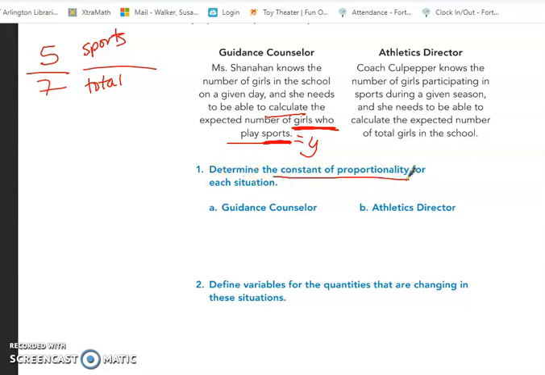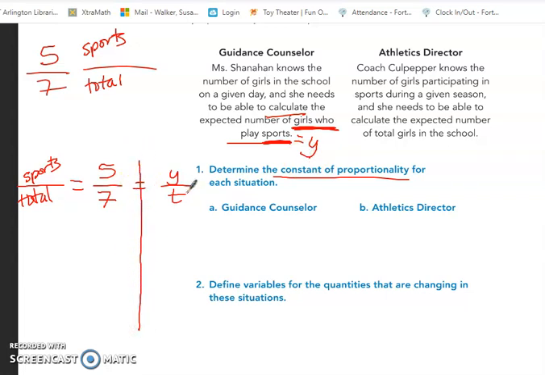So, determine the constant of proportionality. Over here, we have 5 over 7. Okay? Actually, let me restart that. We have those that play sports over total. Okay? So, total, and girls that play sports, I'm actually going to call that Y, right? That's what we did before. So 5 play sports out of 7 total, okay? So our job is to solve for Y. That is our job, okay?